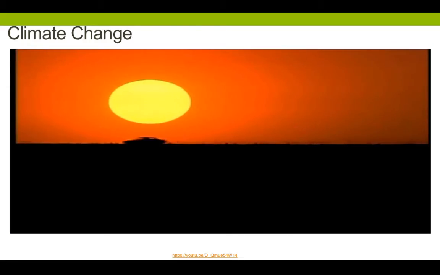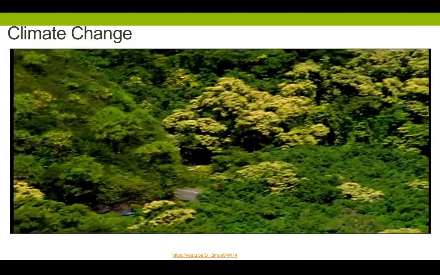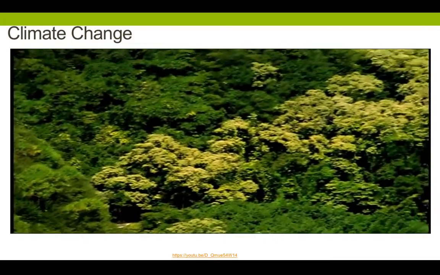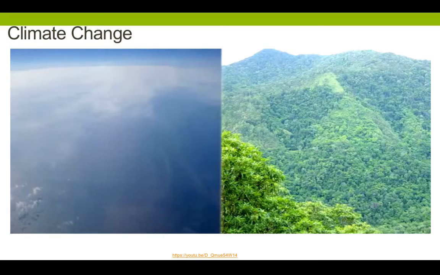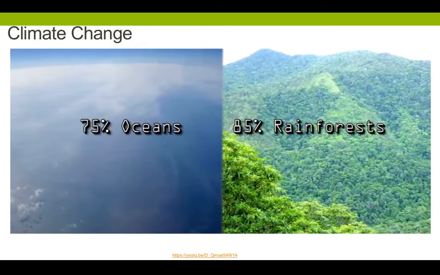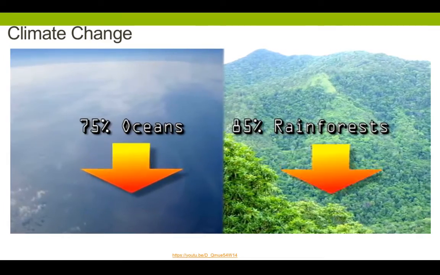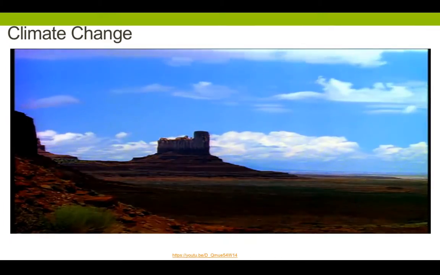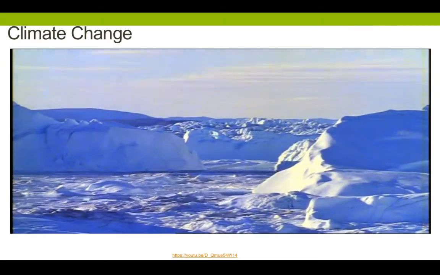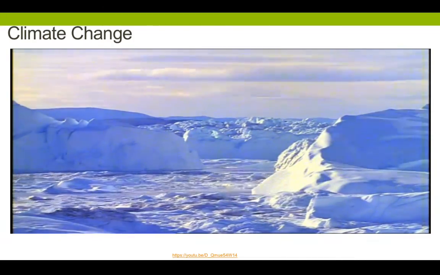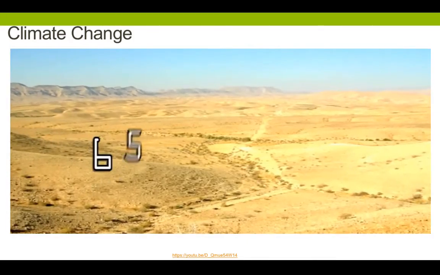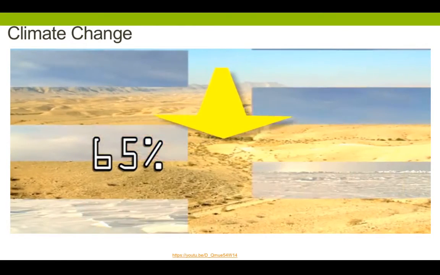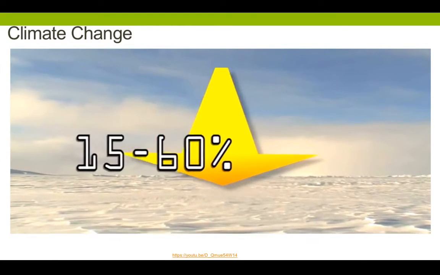Darker surfaces tend to absorb more energy, so places where there are oceans and rainforests absorb a lot of the sun's radiation, around 75% for the oceans and 85% for the rainforests. But lighter areas, like deserts and polar regions, are reflective, and thus absorb smaller portions of the sun's energy. Around 65% for deserts, and 15 to 60% for the polar regions.